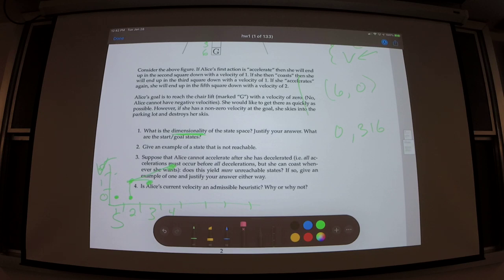Okay, so admissible heuristic. Who can define for me admissible heuristic? Yes. The actual cost of the travel from the start to the goal, the admissible heuristic is above 0 and less than or equal to that. Yes. 0 or greater, so greater than or equal to 0. Not strictly above 0, but yes.